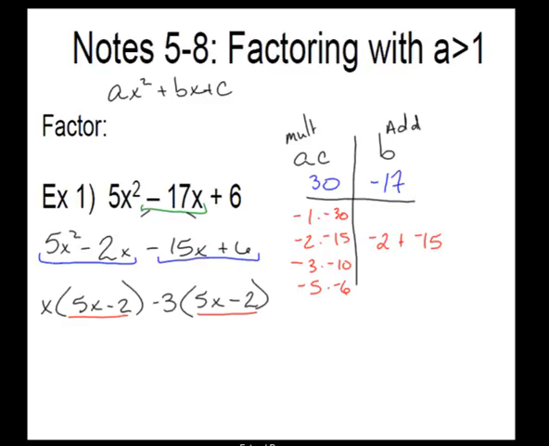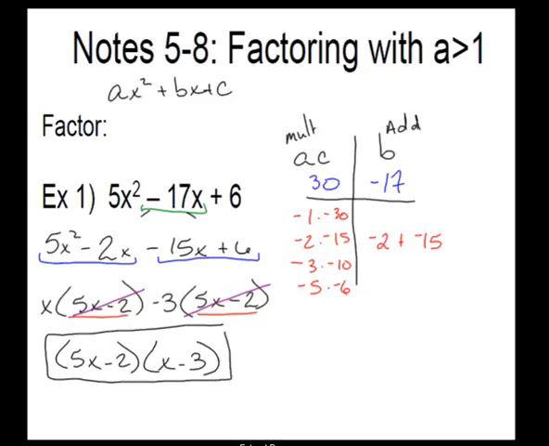Since those two pieces are the same, I can now take them out, 5x minus 2. And when I do that, they have come out, and I'm left with x minus 3. And that is our factored form here.